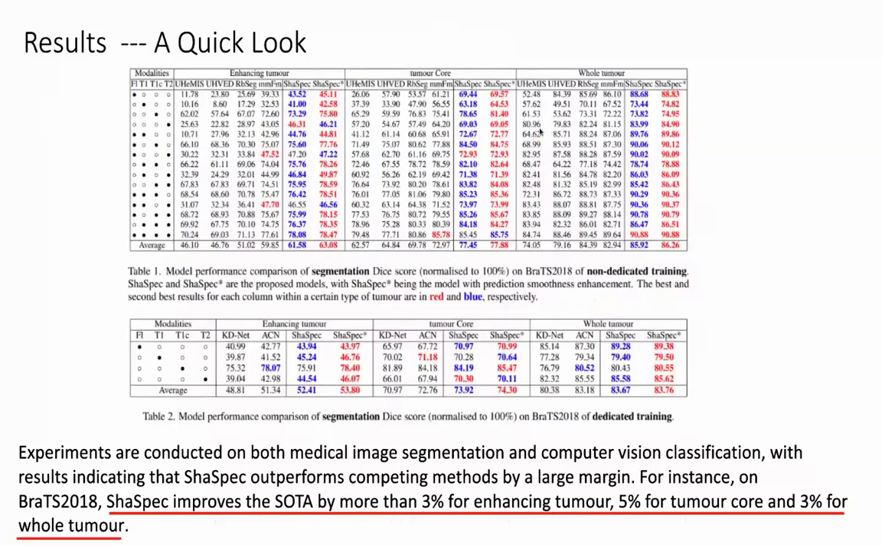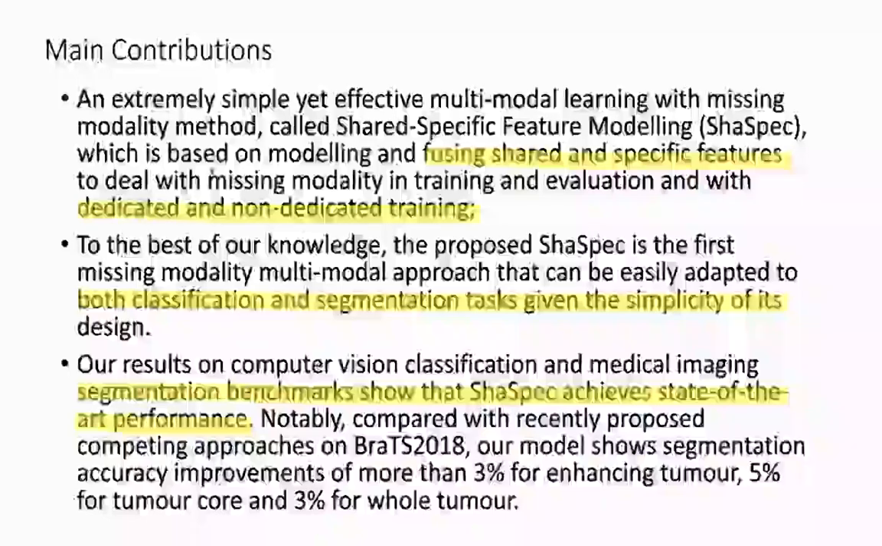Our main contributions. We propose an extremely simple but effective multimodal learning with missing modality method called shared specific feature modeling, ShaSpec, which is based on modeling and fusing shared and specific features to deal with missing modalities in both training and evaluation, and it can also be used for dedicated and non-dedicated training. Second, to the best of my knowledge, our proposed model is the first missing modality model that can be easily adapted to multiple tasks, including classification and segmentation.